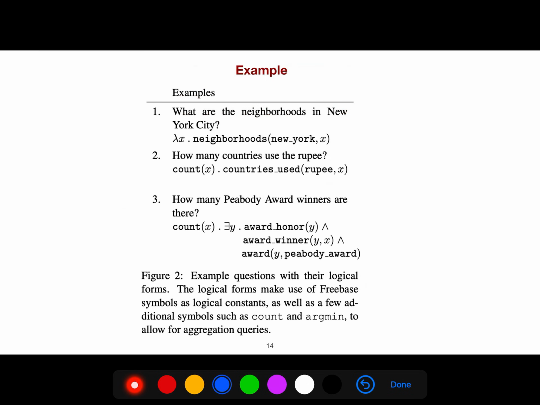For example, when you say, what are the neighborhoods in New York City? How many countries use the rupee? You can write it like this. So the logical form of that is this. So after learning, it understands the logical form.